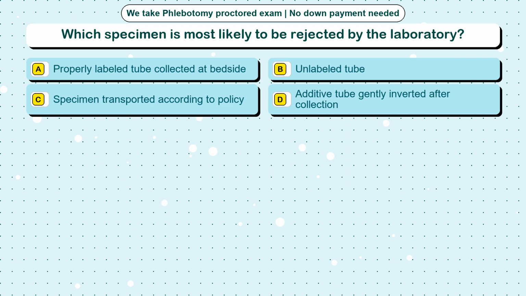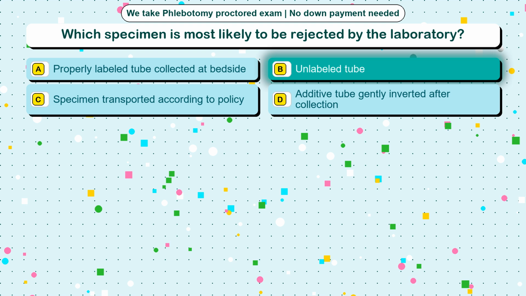Question 16. Which specimen is most likely to be rejected by the laboratory? Option A. Properly labeled tube collected at bedside. Option B. Unlabeled tube. Option C. Specimen transported according to policy. Option D. Additive tube gently inverted after collection. The correct answer is option B.